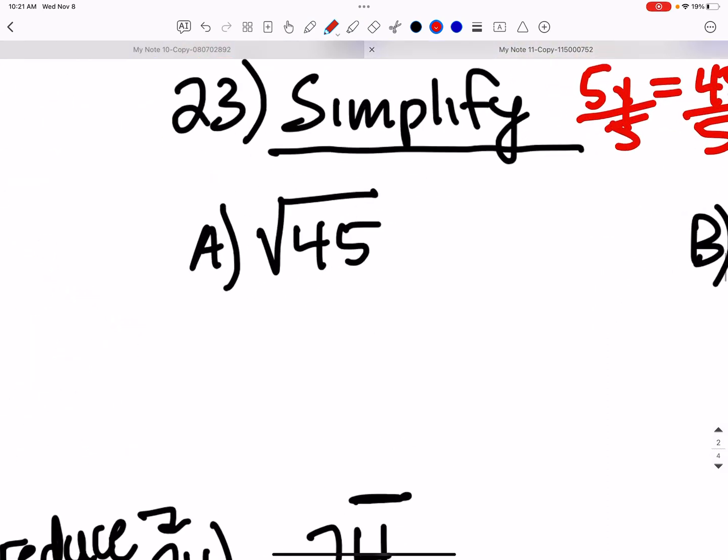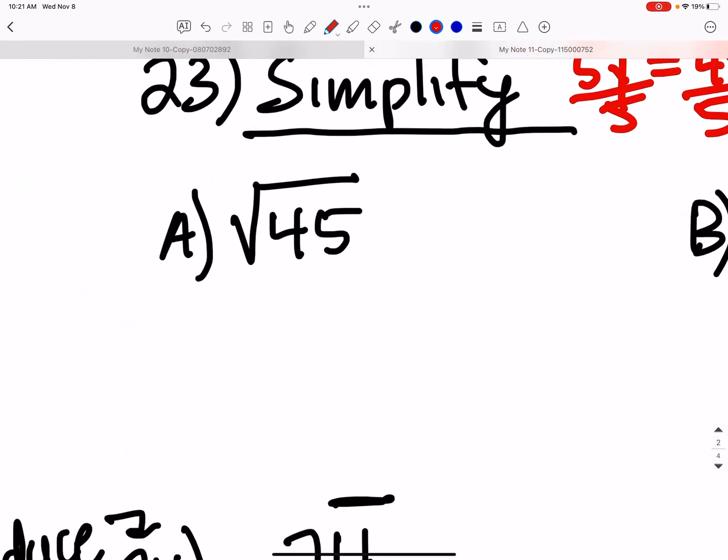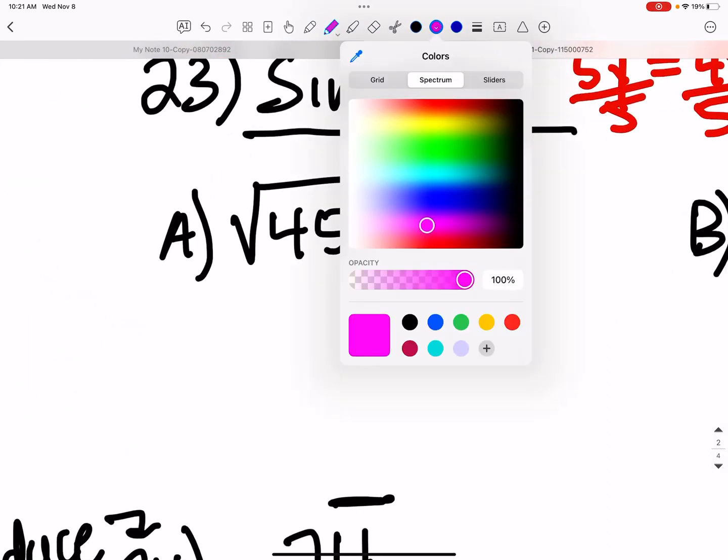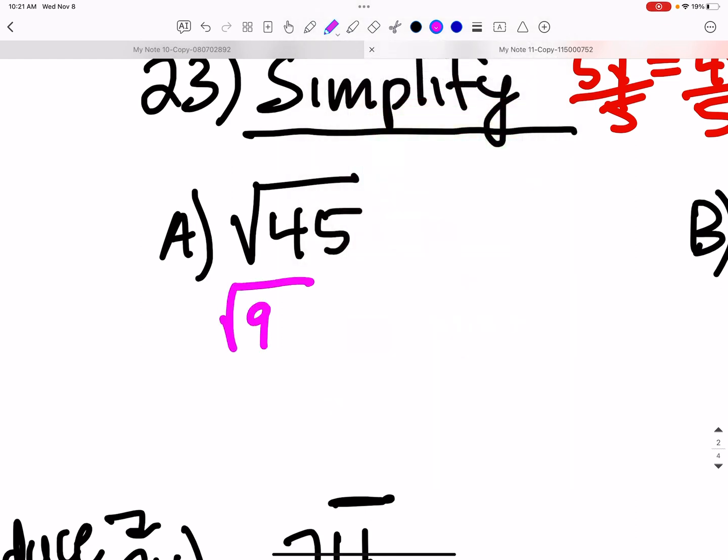Okay, let's see. Over here, simplify. We have to use some pink numbers. So let's get the pink back. Square root of 9 is a pink number times the square root of 5. There's the bell. You guys will be coming in any second. 3 times the square root of 5.